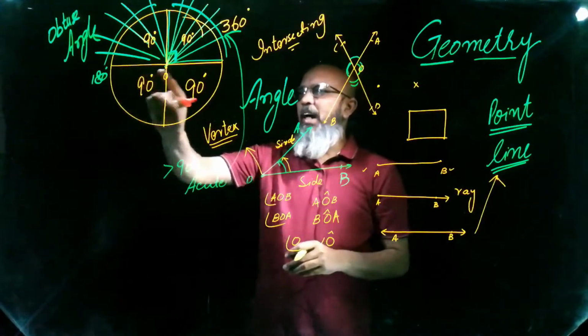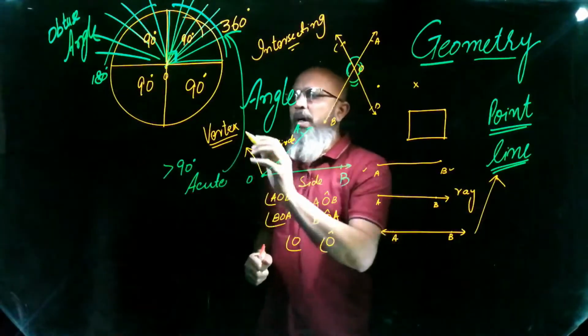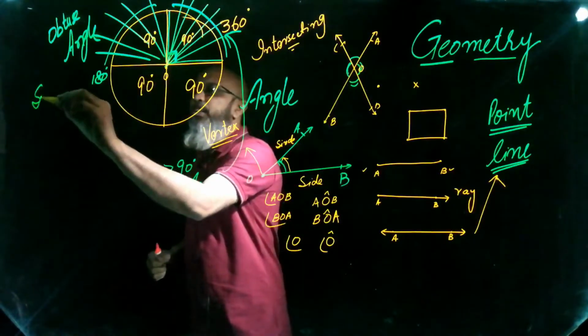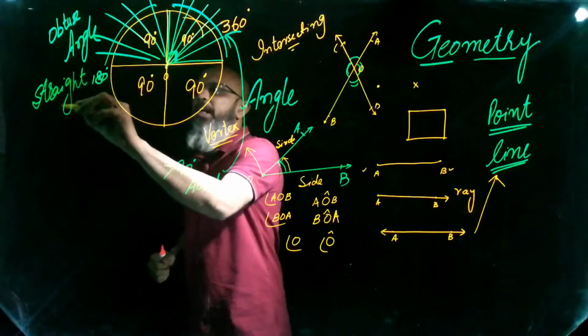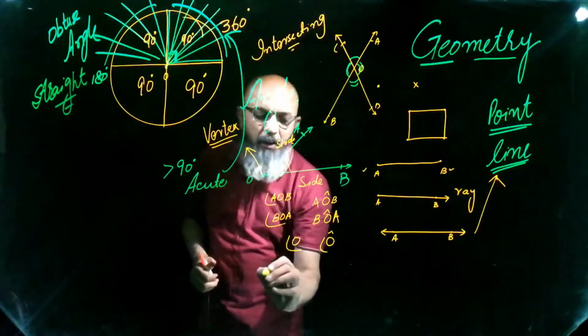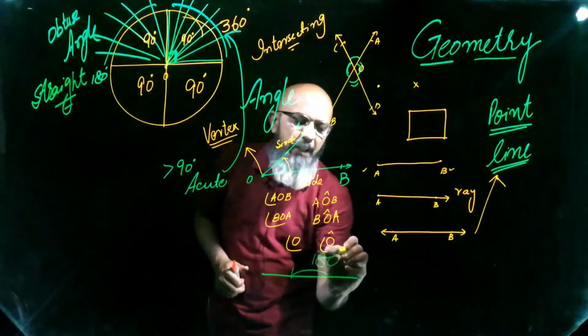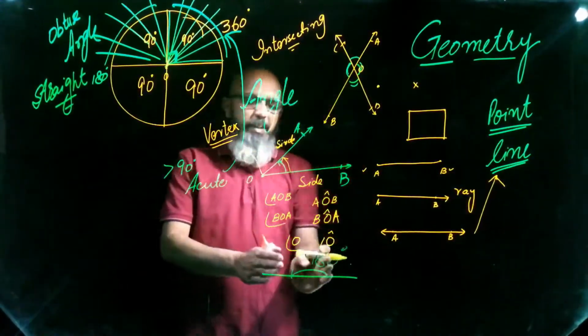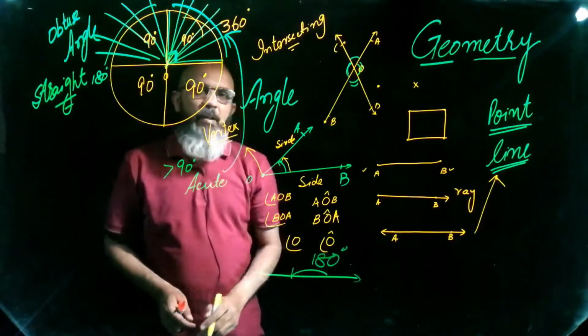Exactly half of the circle is 180 degrees. 180 degrees means a straight angle. That means the angle of a straight line is 180 degrees.